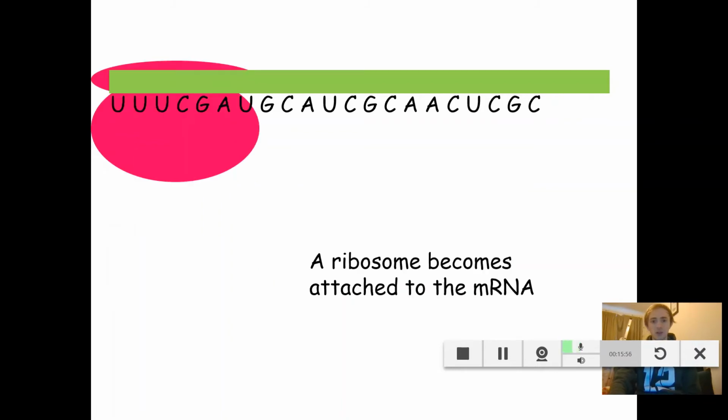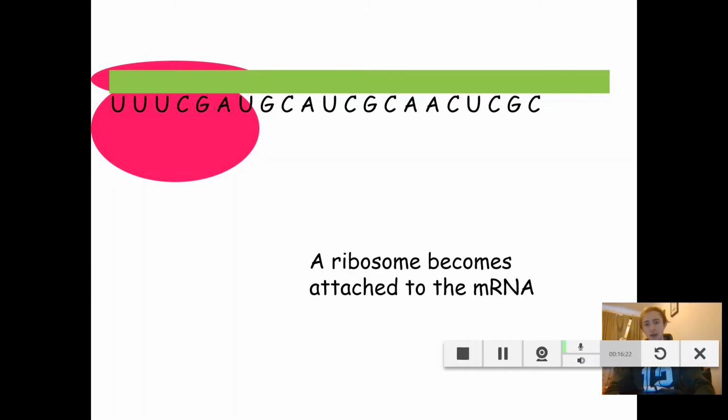The first thing that happens is the ribosome becomes attached to the mRNA. So that's your first note. A ribosome becomes attached to the mRNA. It's going to attach at the first codon, in this case UUU. And those codons are very specific. They are called start codons, though actually you don't need to know that for your A-level.